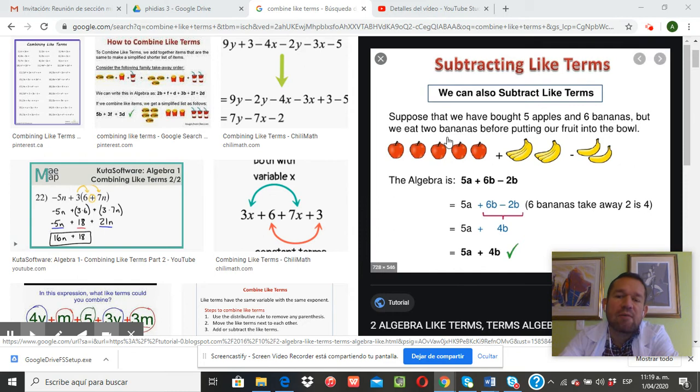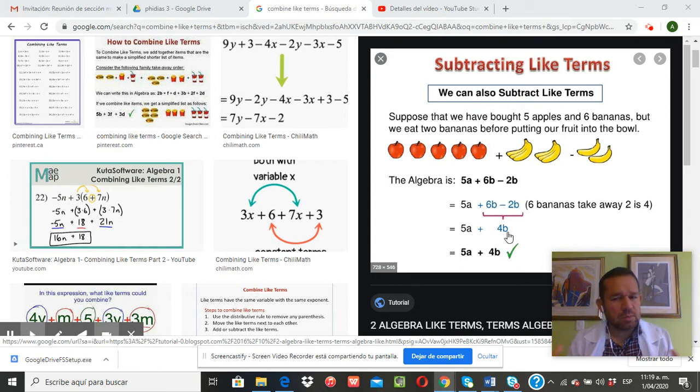Look at this example. We have 5 apples plus 6 bananas minus 2 bananas. This is the drawing. I can write this by using algebra, like 5a, 5 apples, plus 6b, 6 bananas, minus 2b, 2 bananas. I use the same letter in these terms because we're talking about the same fruit, so they are of the same kind. If you have 6 bananas and you eat 2 bananas, you're going to have 4 bananas at the end, 4 positive. So that's why 5 apples, they are alone. 6 minus 2, 4 bananas, 5a plus 4b.